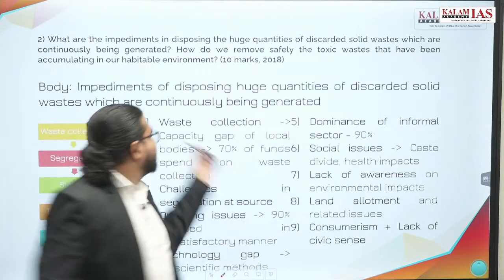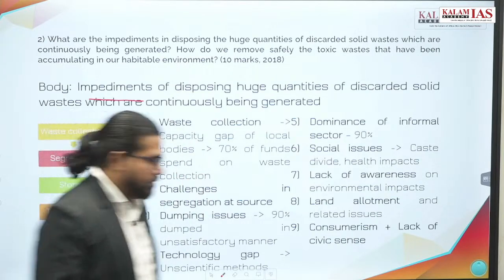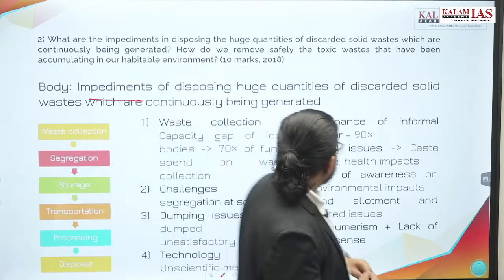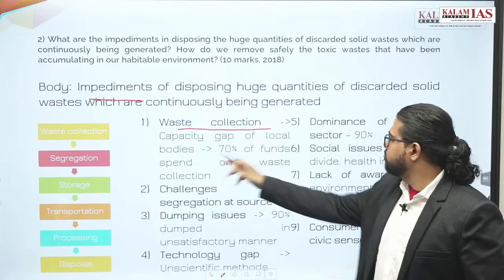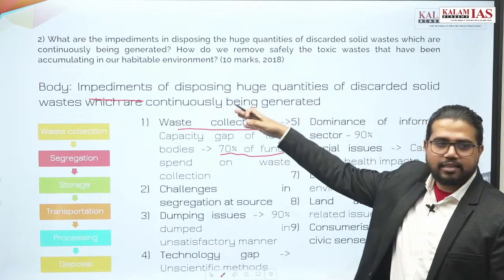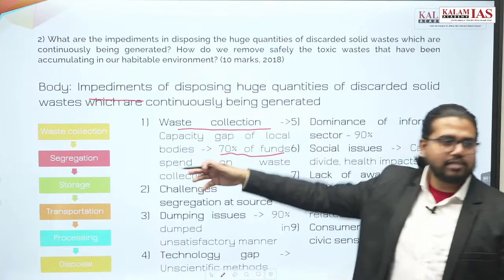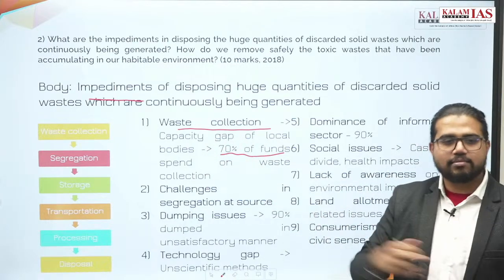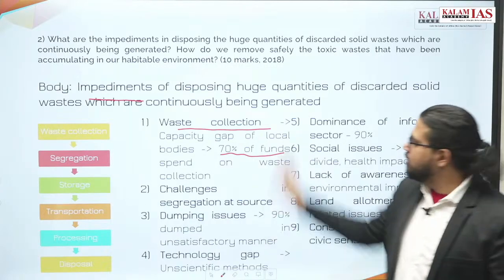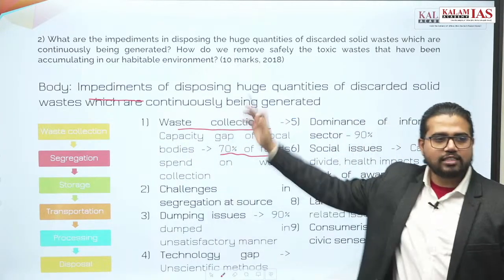So what is the next part? Impediments of disposing huge quantities of solid waste. Here we have done similar to what we have discussed. Waste collection: 70% of the fund is being spent on waste collection itself. That also started recently, with Swachh Bharat vehicles and all. After Swachh Bharat came, there was some impetus, but most of the impetus is still in the collection stage only. We need more things to happen.